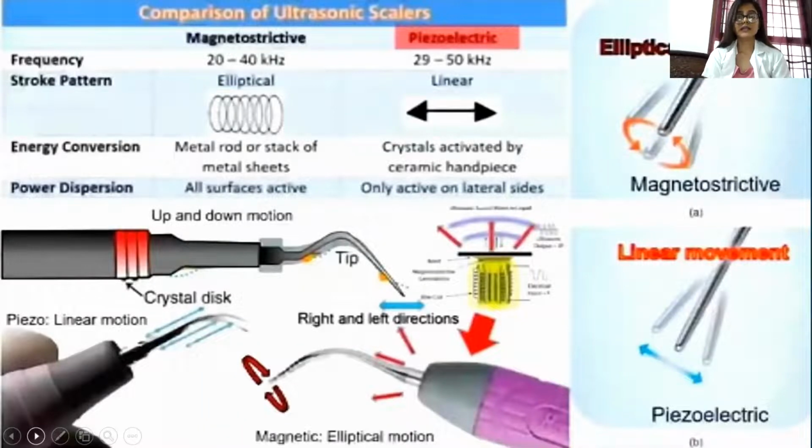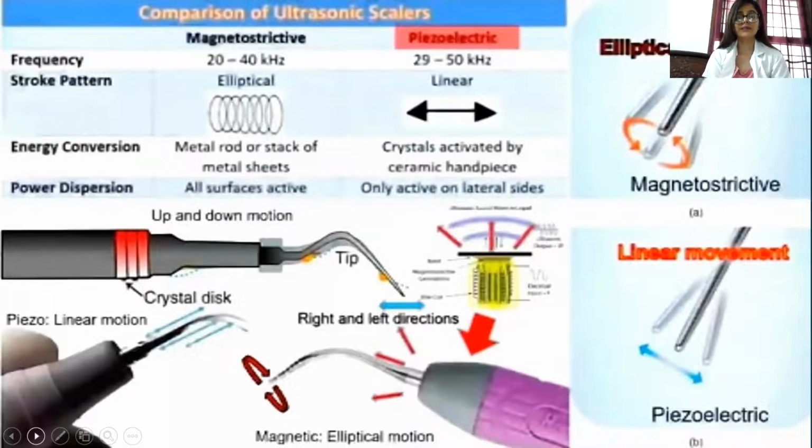Comparison of ultrasonic scalers. There are two types of movement, elliptical and linear movement, and there are two types of ultrasonic instrument, magnetostrictive and piezoelectric. In case of magnetostrictive, the frequency is 20 to 40 kilohertz, and in case of piezoelectric, it's 29 to 50 kilohertz. The pattern is elliptical in case of magnetostrictive and linear in case of piezoelectric.